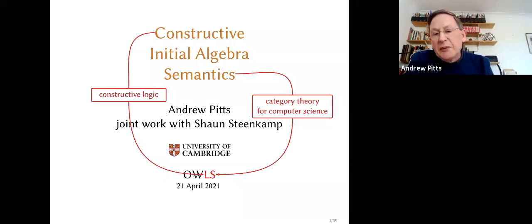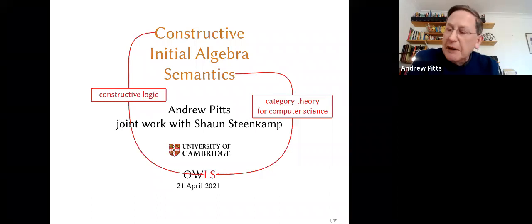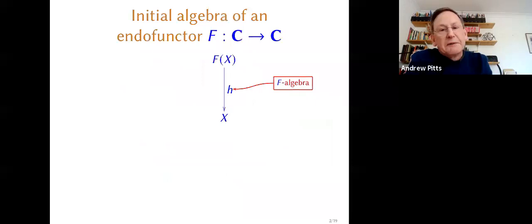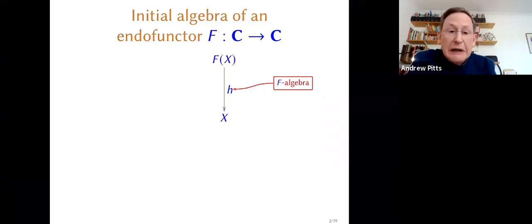And the semantics is going to be a bit of category theory for computer science that I think, if we did a poll, most people would agree is one of the fairly straightforward and quite fundamental things that category theory has given to semantics, namely just the simple notion of an initial algebra for an endofunctor. I expect you probably all know what I mean by that, but let me begin just by giving the definition so that we're all on the same slide, as it were.